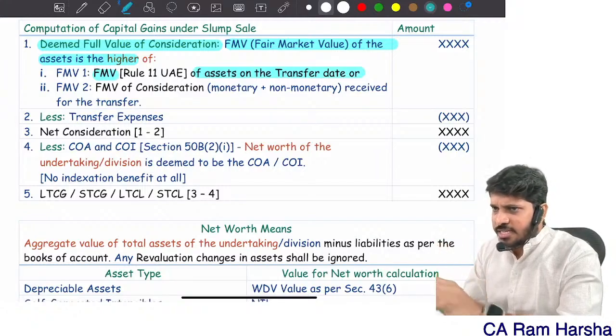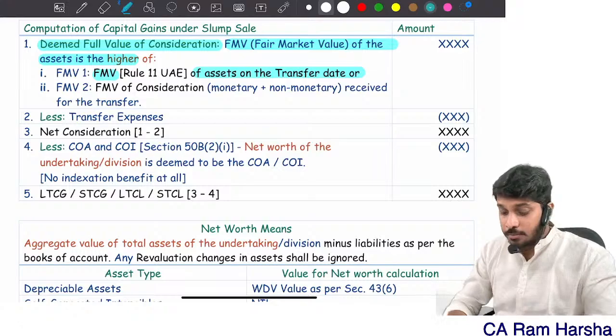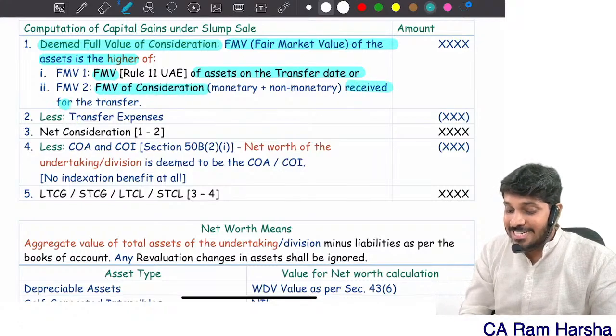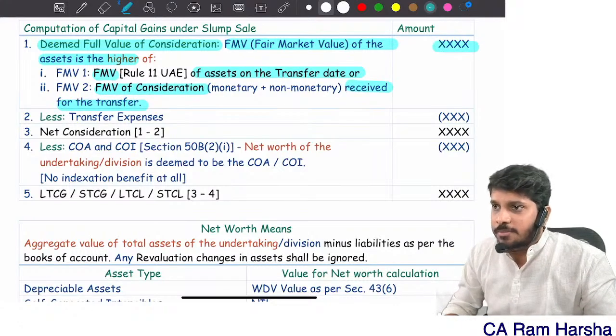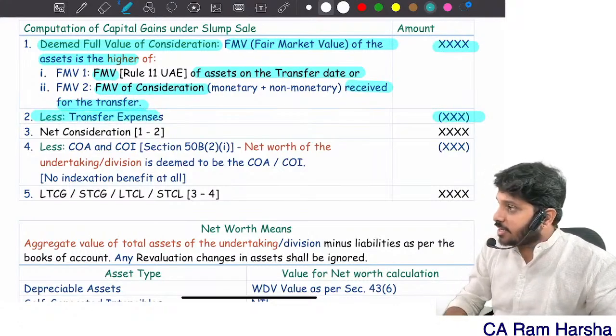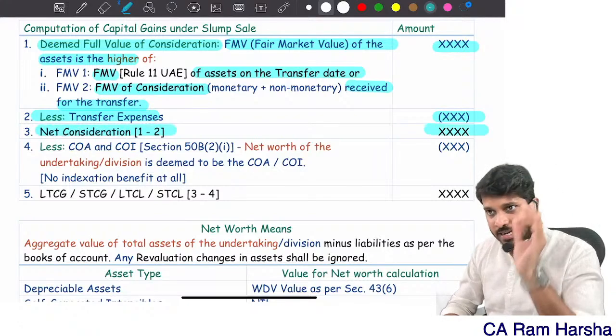Don't worry about the wordings here. In the exam they will give you the FMV of the unit sold, the FMV of the division sold. They will give you the consideration received, how much you received. Keep that. Minus transfer expenses, they will give you; reduce it. Then what you will get is the net consideration.